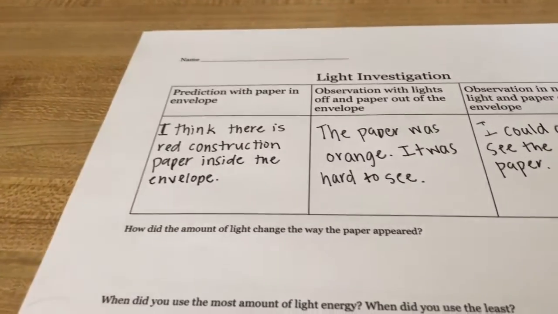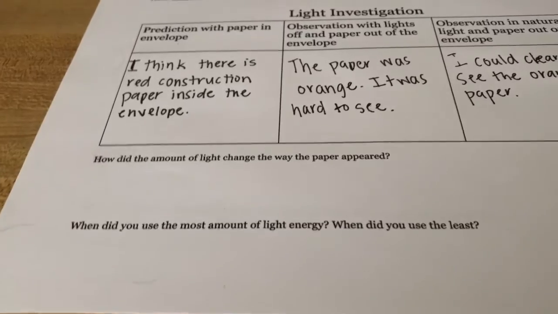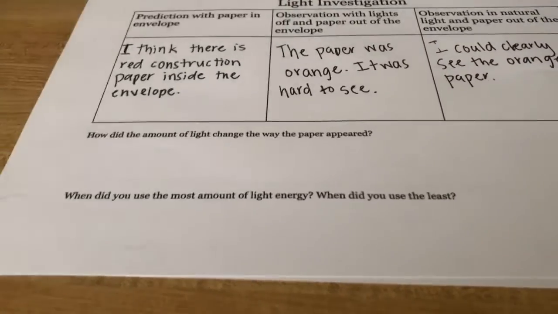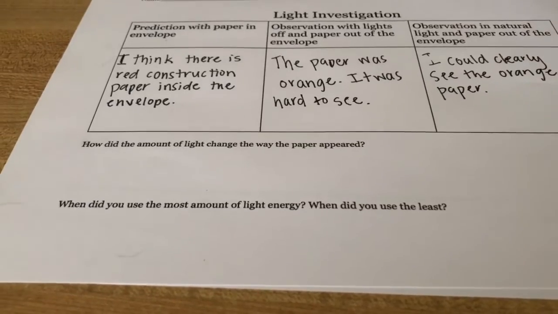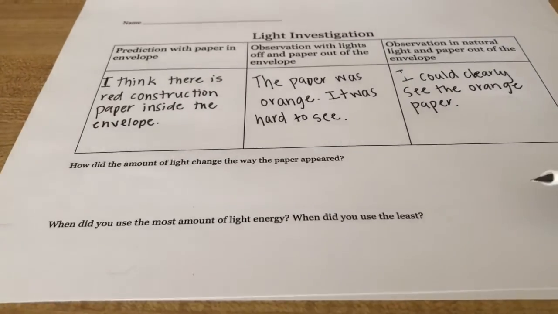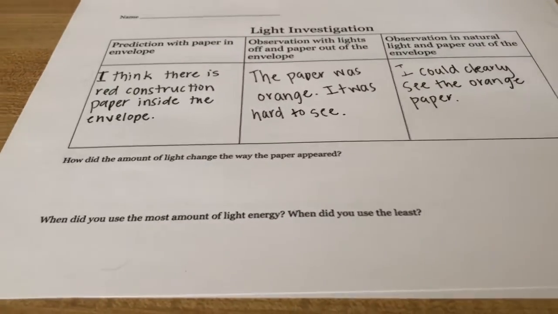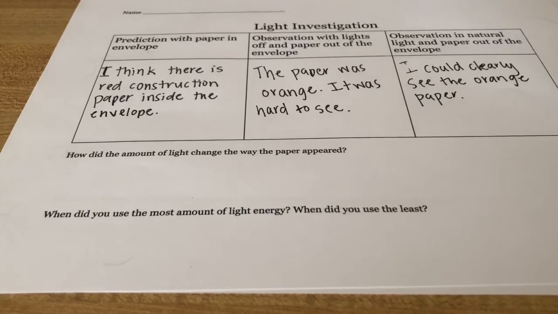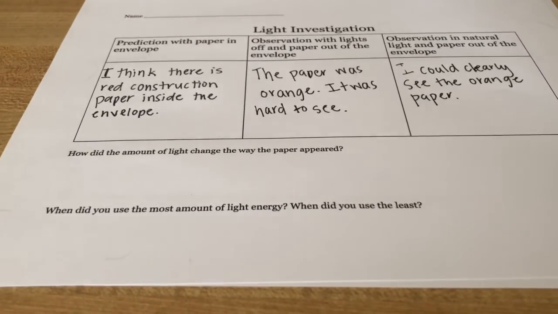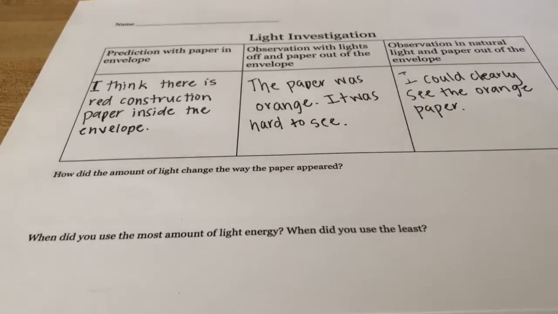All right, now that I have all of my observations filled out and I was able to tell what color paper was inside of my envelope, you're going to answer some questions. So you're gonna try this experiment at home if you can. Remember, it's only if a parent or guardian or whoever's at home with you allows you to. But even if you can't, you're gonna answer these questions after seeing me do the experiment. So the first question was, how did the amount of light change the way that the paper appeared? And the other question is, when did you use the most amount of light energy? When did you use the least?